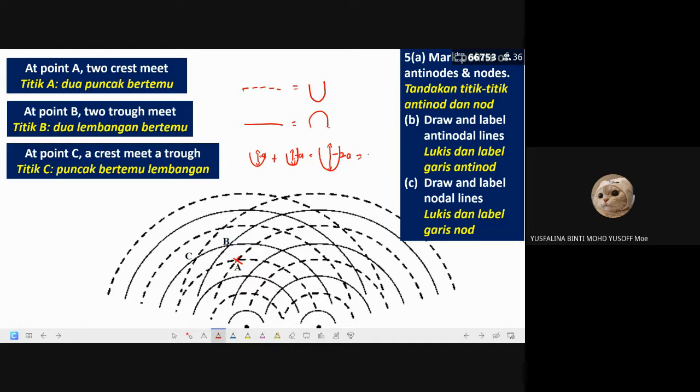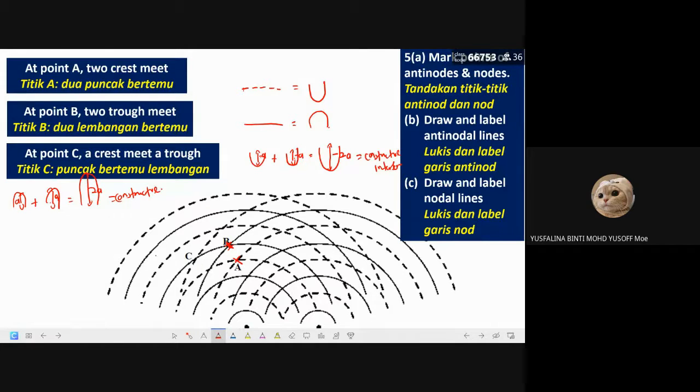Okay, so this one we call the constructive interference. For the next one, let's say I take the point B here. At point B, the crest meets with the crest. You can see the line here, it meets. So the crest meets with the crest, the amplitude is A, and this one is A. So A plus A will become 2A, right? So this one is also constructive.